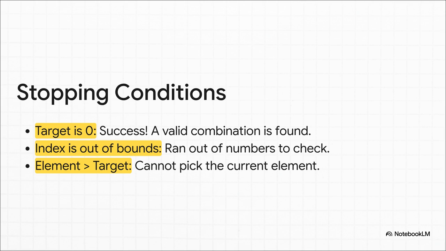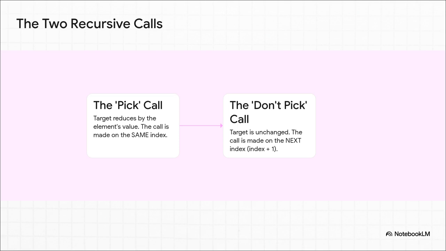We stop. And this is the engine that drives the whole thing. The pick action reduces our target and then runs the whole process again on the exact same number. But the don't pick action leaves the target alone and tells the process to move to the next number in the list. That dance between those two calls is what explores everything.